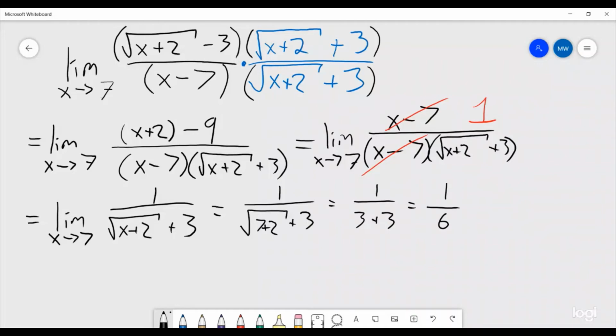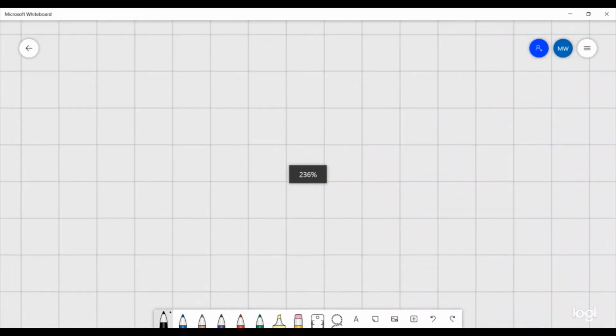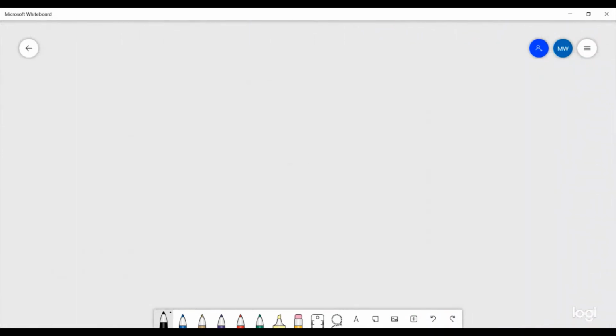Other situations that we might run into are anytime we are asked to find the derivative by the definition, because the derivative of a function is given to us in terms of a limit. So let's find the derivative of f of x equals 1 over x plus 1. If we want to find this derivative, we need to use the definition of the derivative.